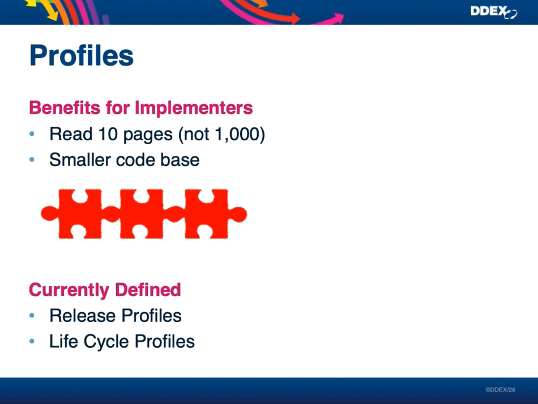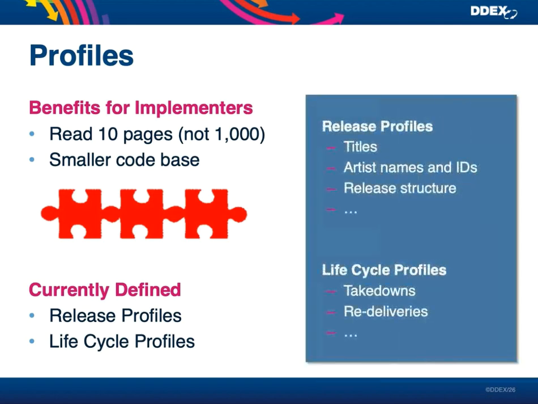We're describing how to describe a classical album or a ringtone release or a multi-disc pop album in what we call release profiles, by saying how do you need to describe the titles, how do you need to provide artist names and identifiers, as we've just discussed, what is the release structure and all of those things. And also, how to deal with takedowns, redeliveries, all of those things we describe in these profiles.